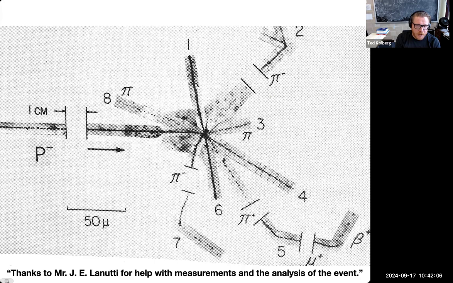This photograph showing one of the early antiproton annihilations is credited to a Mr. Joe Lanuti for help with the analysis of the event. Joe Lanuti is the guy who actually went on to found the particle physics group here at Florida State University later on. So it's of special interest to me.